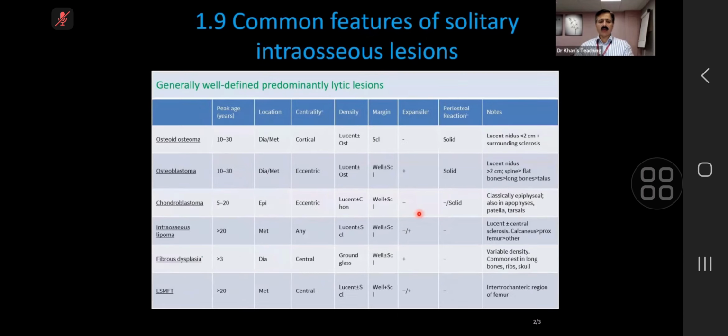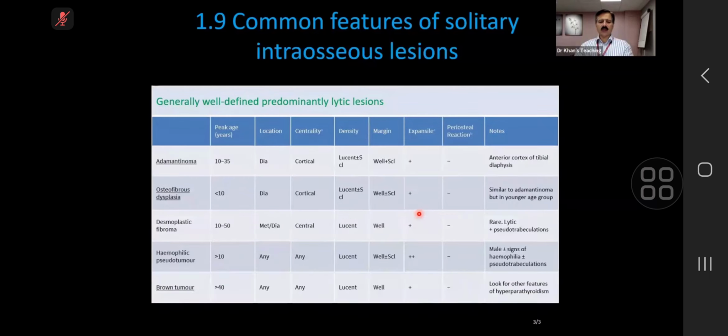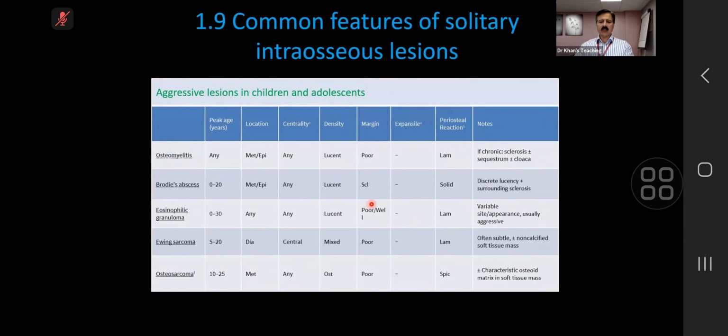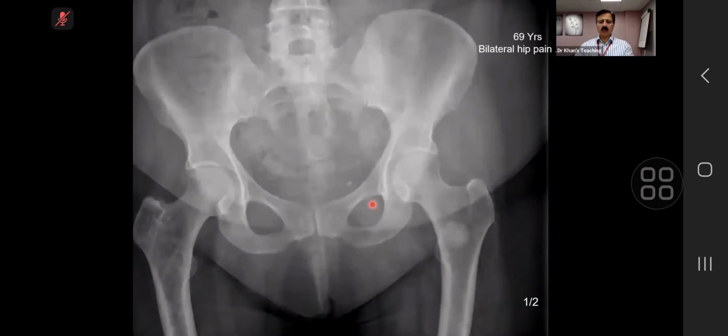In the latest Chapman, you can see all of these things beautifully produced in a tabulated form, and the take-home points are given there. I find them very useful, so I'll recommend that you go through them, and I'll put them in slides also during the session today.